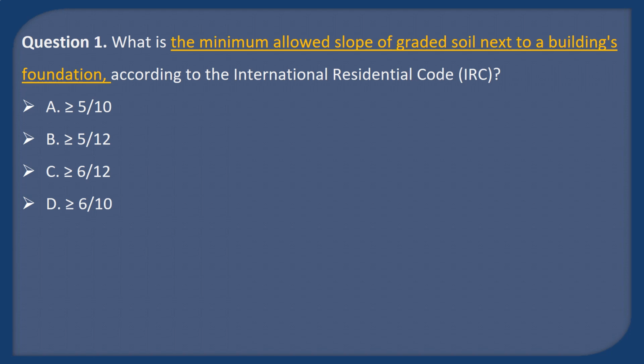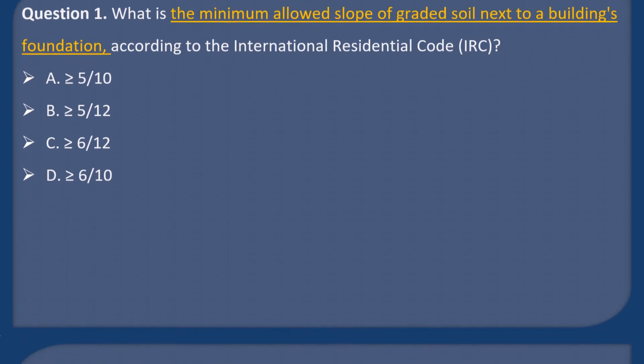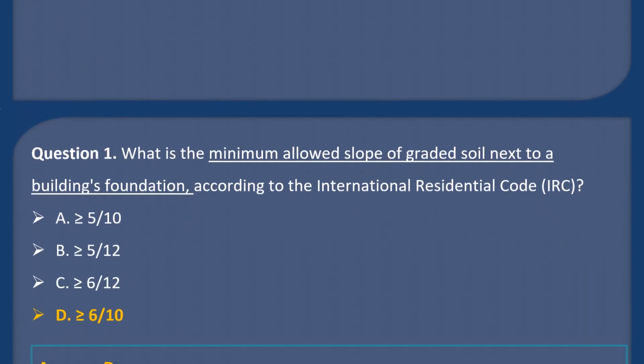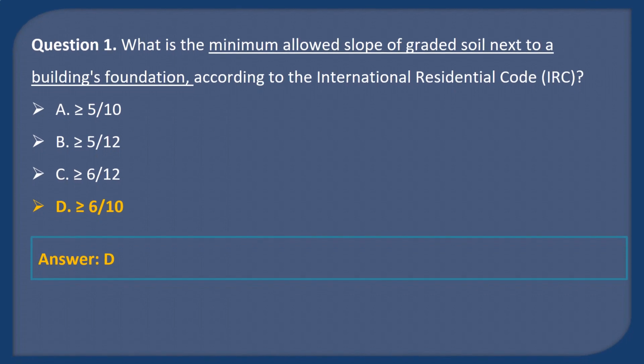Question 1. What is the minimum allowable slope of graded soil next to a building's foundation according to the International Residential Code (IRC)? A. 5 per 10, B. 5 per 12, C. 6 per 12, D. 6 per 10. Answer D.